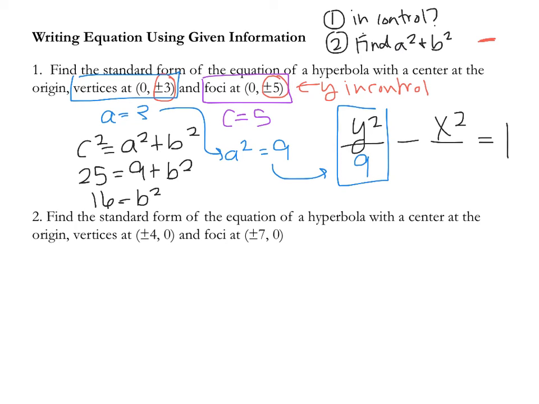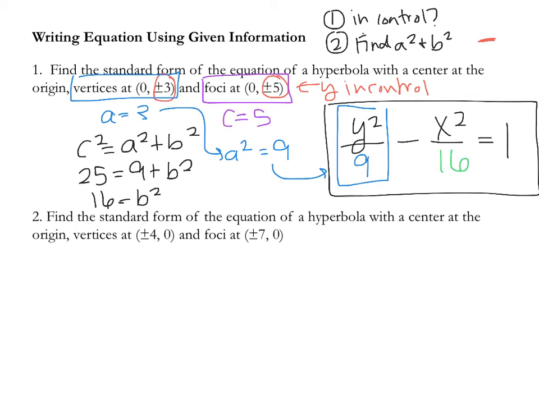And then the 16 will end up under the x squared. So this right now is your answer. But again, it's the a squared goes with the first fraction, and the first fraction has the letter that's in control. So that's how you partner things up for the hyperbola.